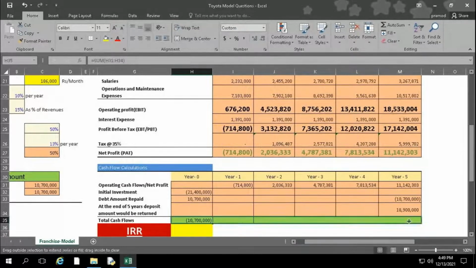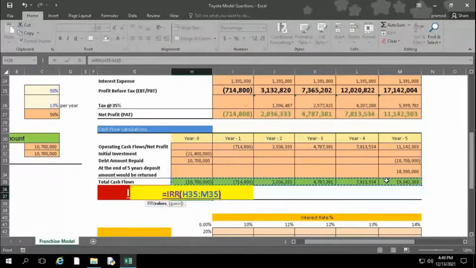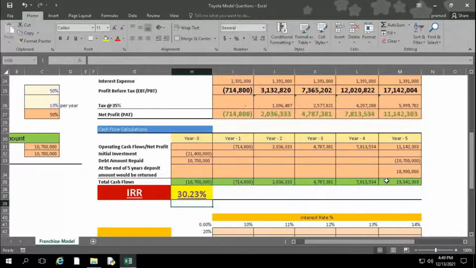Now the IRR ratio should be 30.23 percent.